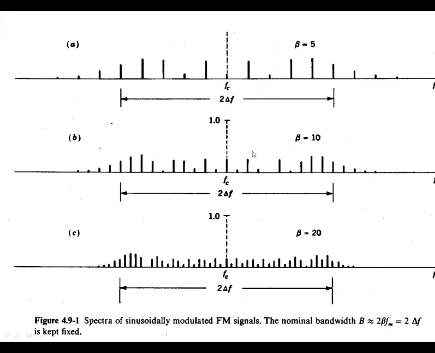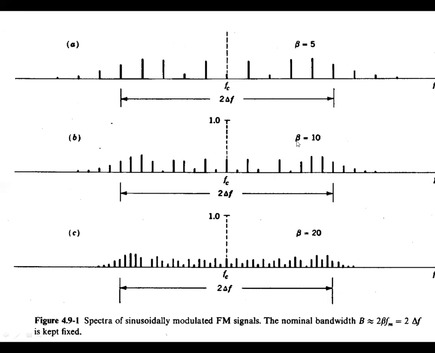Beta is equal to 10. So 2 del F is the same value. There is no change in the 2 del F value. So where beta is equal to 5 and beta is equal to 10, the bandwidth should be the same. Bandwidth should be the same.